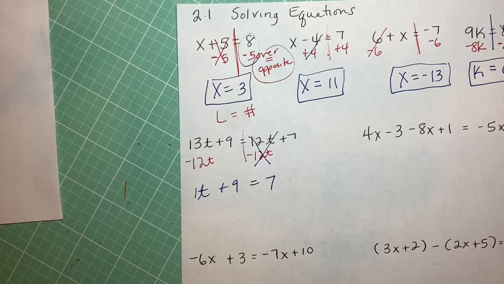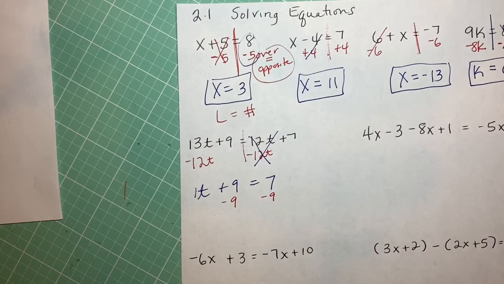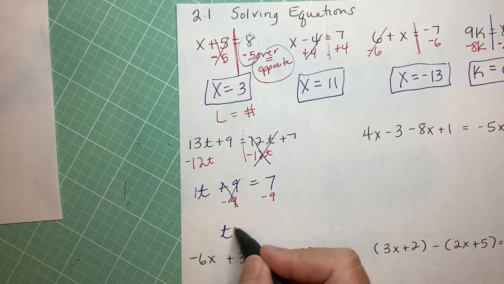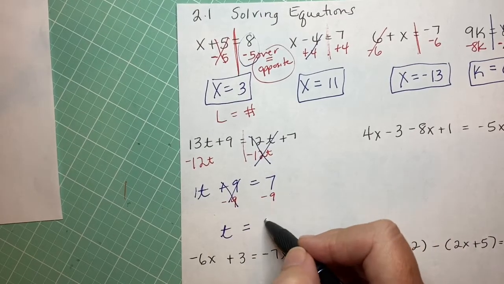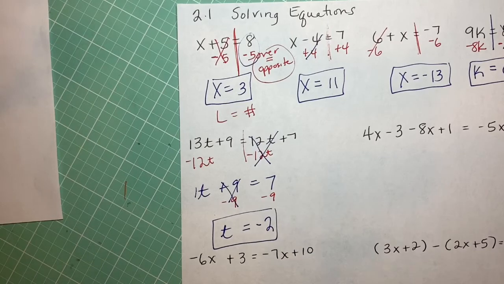So I went letter to the left, and now I'm going to go number to the right. So since it's a plus 9, I'm going to minus 9. It's going to cancel out there and leave me t equals, the signs are different, subtract and take the sign of the larger.